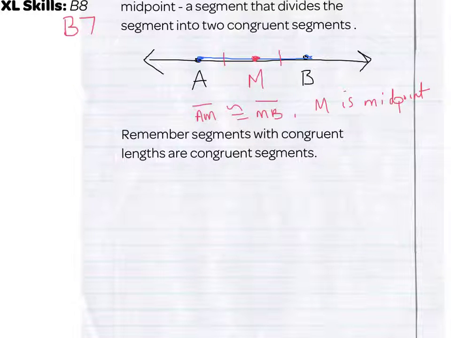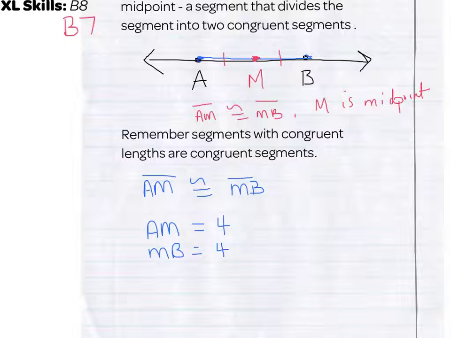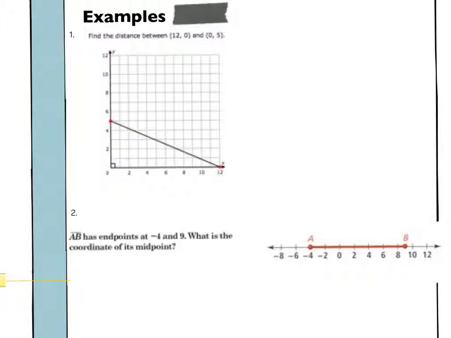Important to remember: segments with congruent lengths are congruent segments. Okay, very important. So while we say segment AM is congruent to segment MB, we also could quantify that and give it numerical values. If we were to actually measure it out, and say AM was 4 and this piece over here was 4, then we'd actually be able to talk about how the measures of those lengths would actually be the same too. Okay, let's try an example.